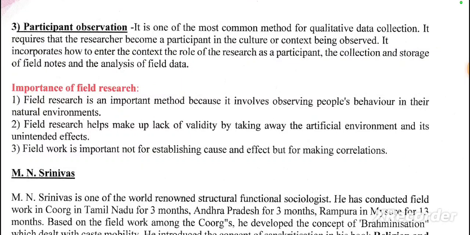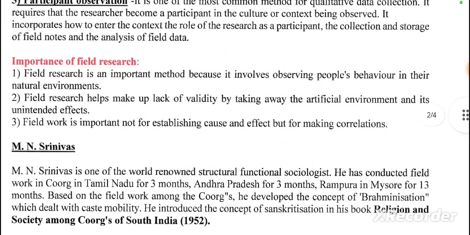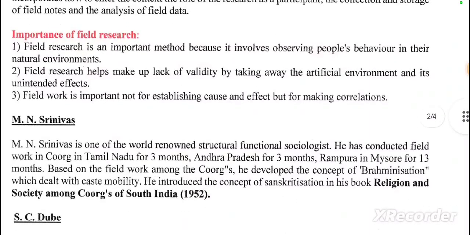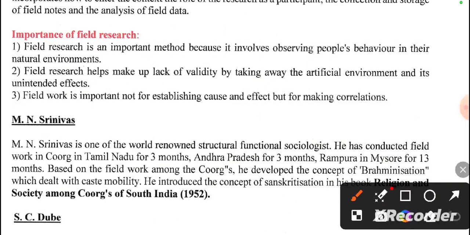Participant observation. That is the third type of field research, in which the most common method for qualitative data collection is participant observation. It requires that the researcher become a participant in the culture or context being observed. It incorporates how to enter the context, the role of the researcher as a participant, the collection and storage of field notes, and the analysis of field data. So these are some of the types of field research.